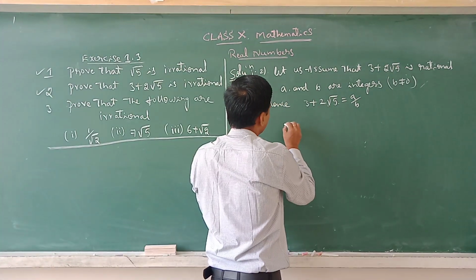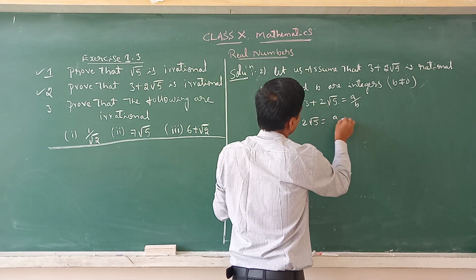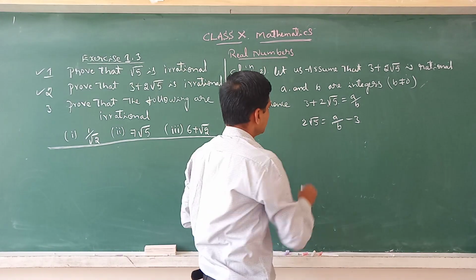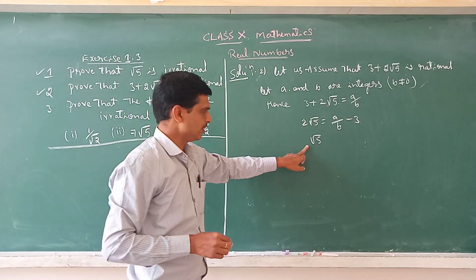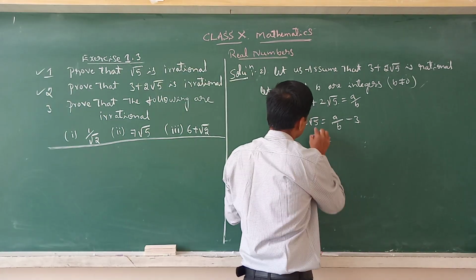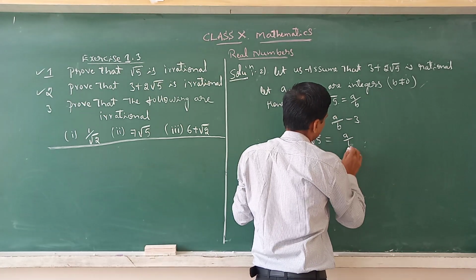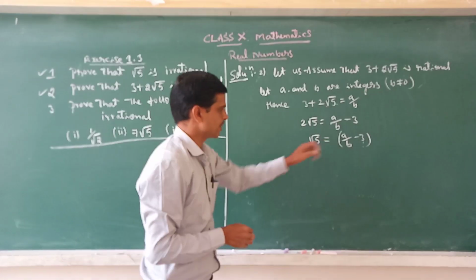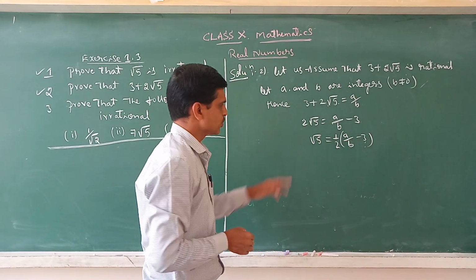Now by the transposing method, 2 into root 5 is equal to a by b minus 3. In the same way, keep root 5 on one side because it is the one we need to prove. So by transposing and cross multiplication, this 2 goes to the denominator, so this is 1 by 2 of a by b minus 3.